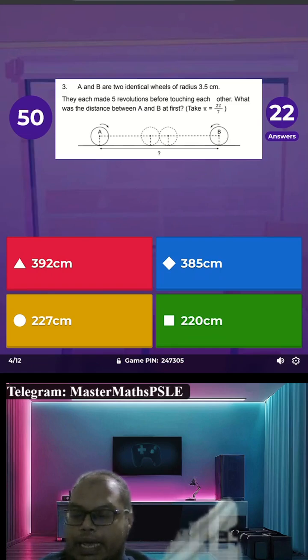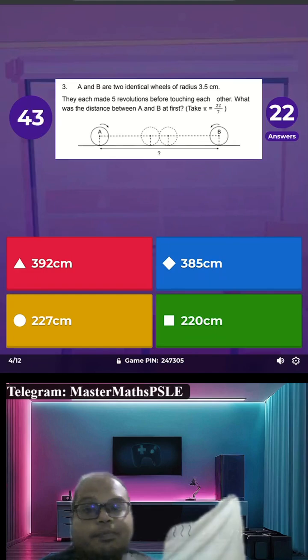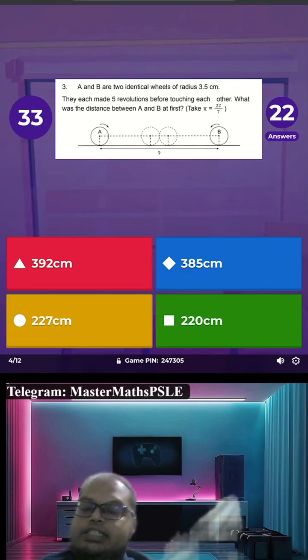But take note about the distance covered by the circle. There is some portion there that is not covered by the circle. That one you need to add separately. The radius is 3.5 cm.